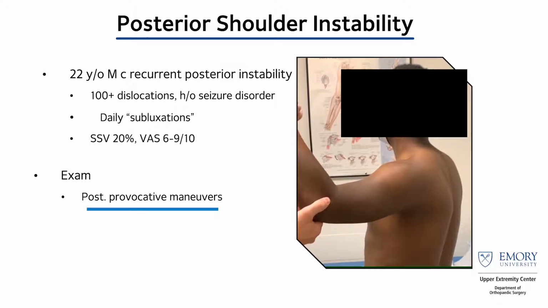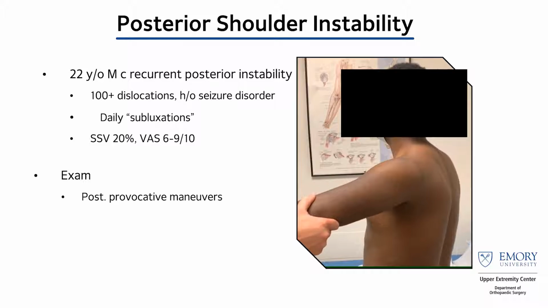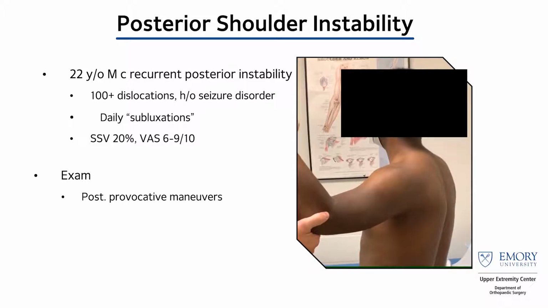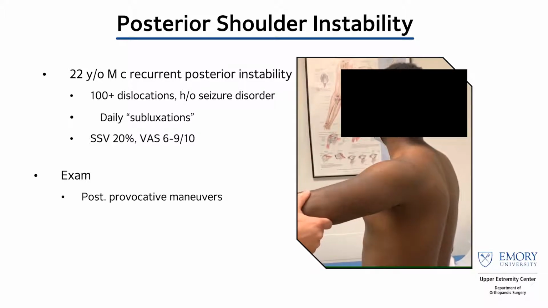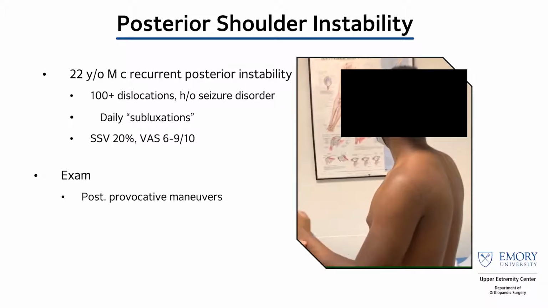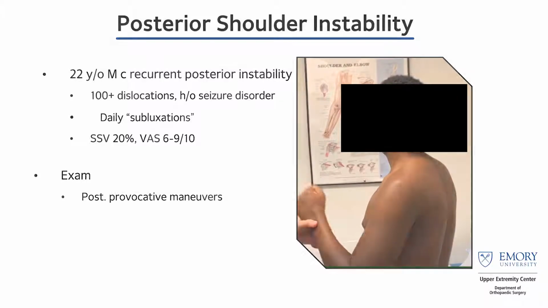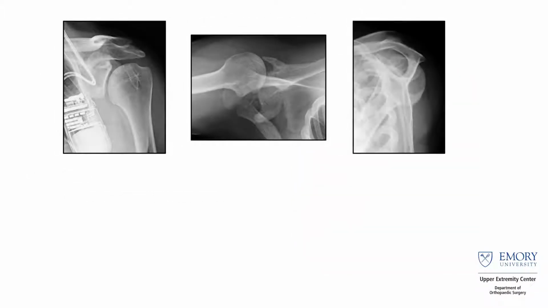So you can see I'm doing a posterior provocative maneuver, and you can see his shoulder subluxing in and out of the joint here. His shoulder motion is obviously very limited, and you can see how limited he is in his overall function. So static x-rays, you can see AP, or the Grashey, looks pretty normal. The scapula looks pretty normal.